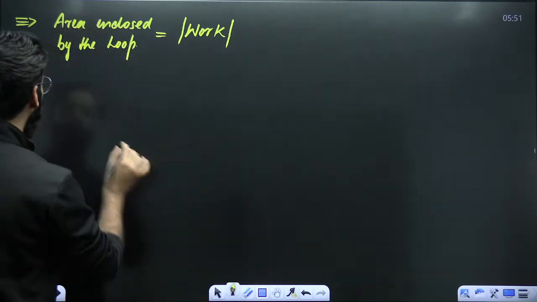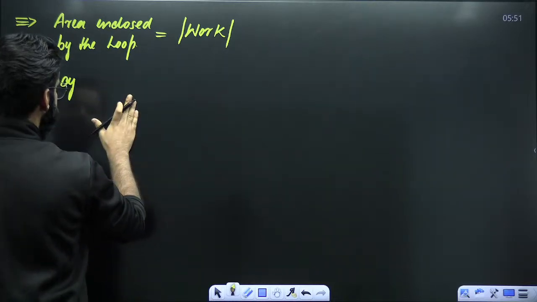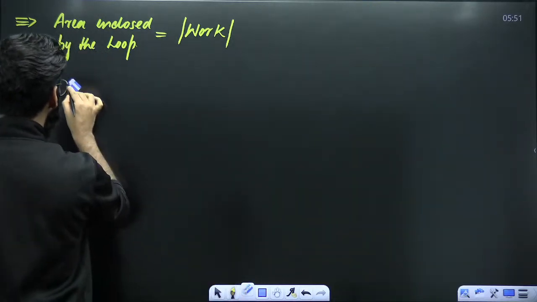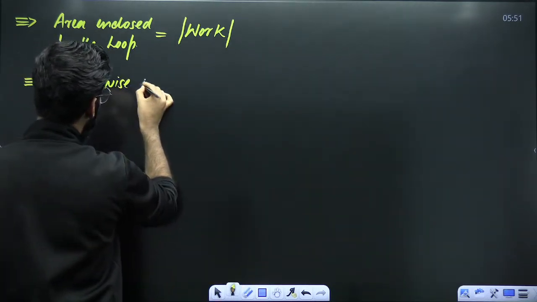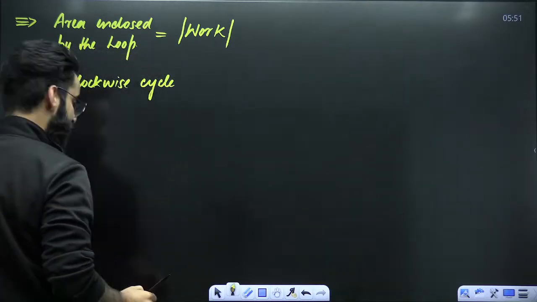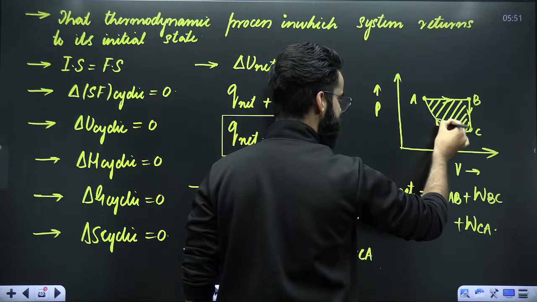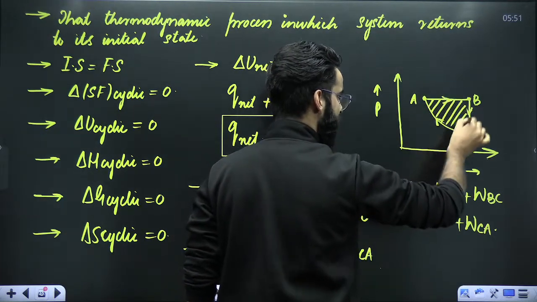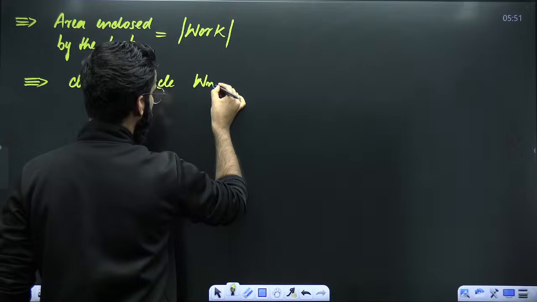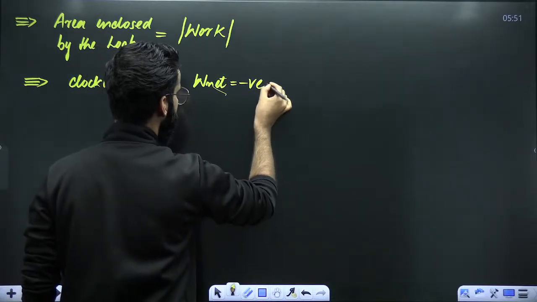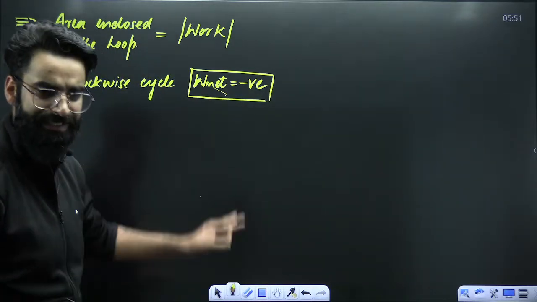And my dear students, two more things I would want you to remember. Whenever you see a clockwise cycle, have a look over here. Look at the arrows. First arrow is in this direction, then it goes downward, then it goes in this direction. So it's a clockwise cycle. During a clockwise cycle, the value of W net comes out to be negative. You'll get the idea in some time.